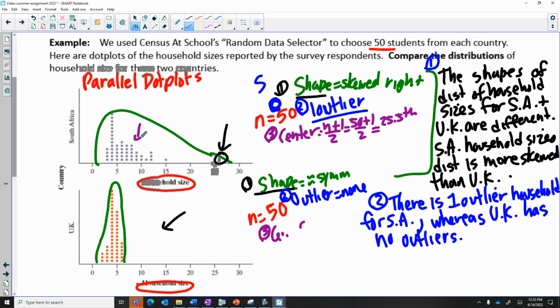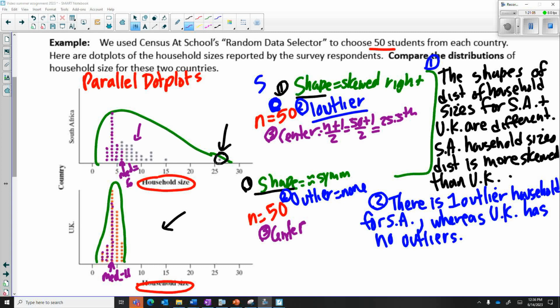So yes, I could actually find the median for each group, and I actually just did. I counted them all out and I found it. I got the median for the South Africa household size of 6 in the household versus the median household size for the UK to be 4 in the household. So I was right even just by eyeballing it.